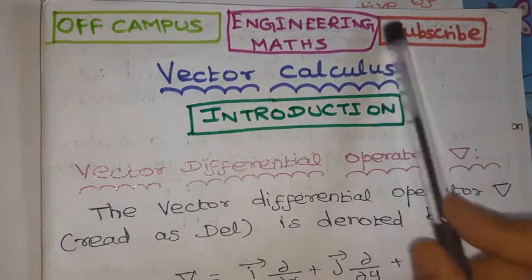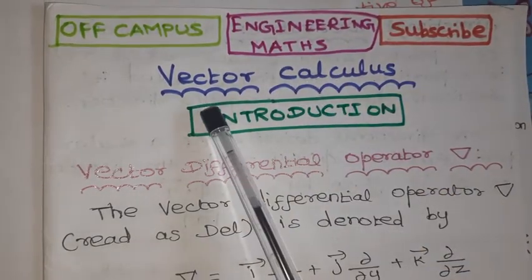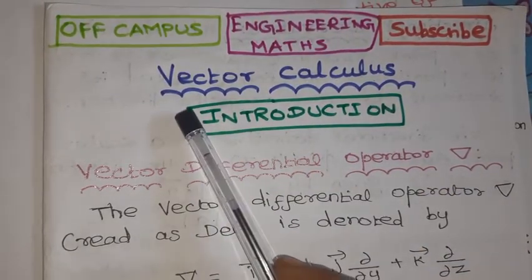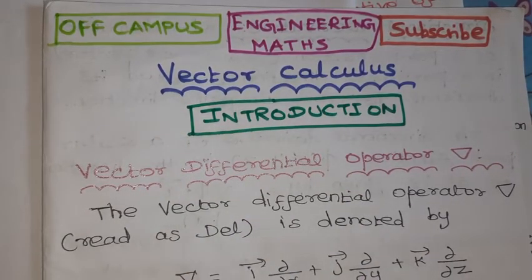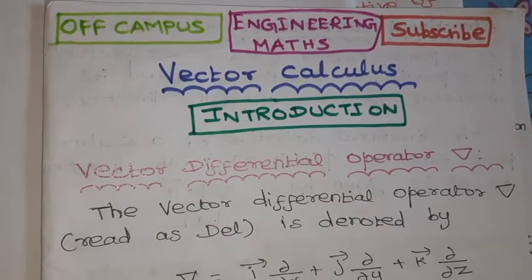In this video, we are going to see engineering mathematics. Under engineering mathematics, we are going to see the introduction of vector calculus. In this topic, we are going to see what is the differential operator del, what is gradient, what is divergence, what is curl, what is solenoidal, and what is irrotational. Just the introduction of vector calculus.